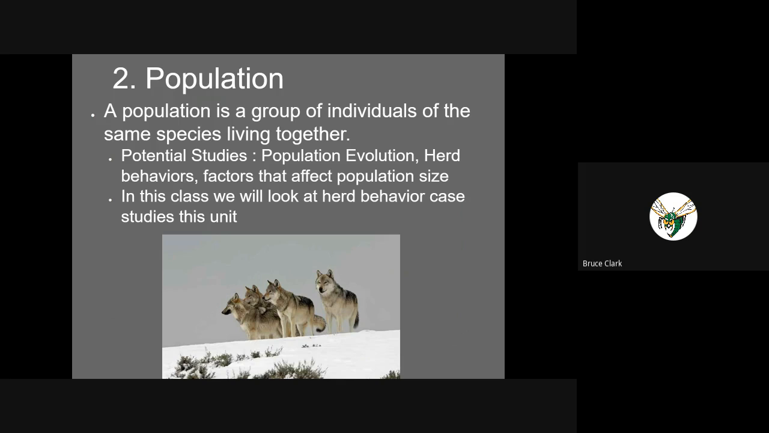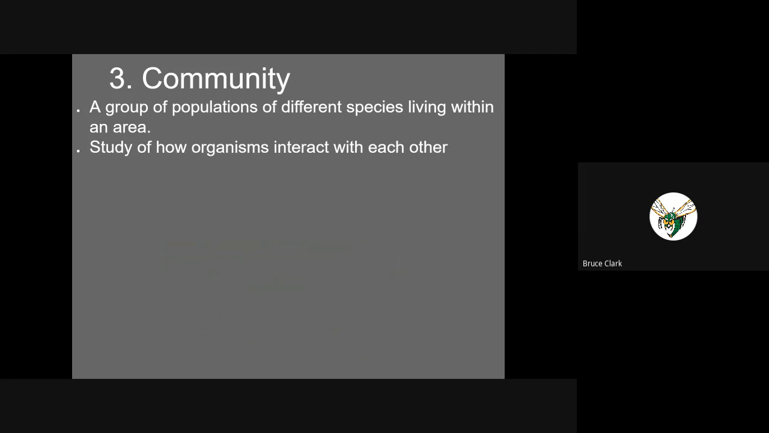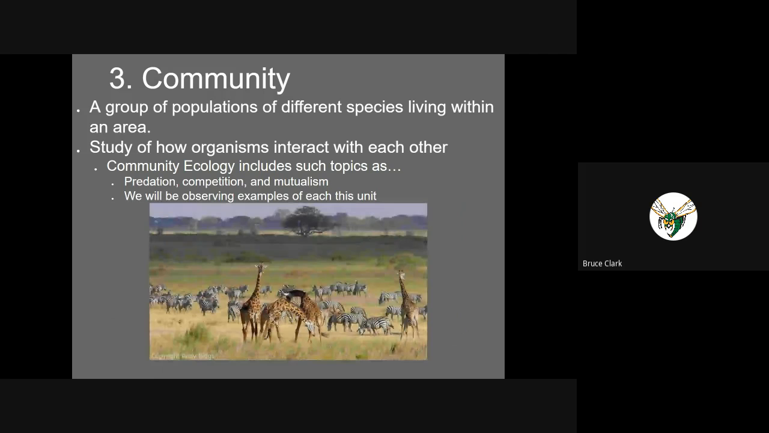Next size up from a population, when we have a group of populations living together, we call that a community. Okay, so a community is a group of populations of different species living within an area. So there's a community within the coniferous forest. There's a community within the temperate grasslands. So different organisms living together. If you think about it, maybe a food web is a good way to think of that, just how all these different things are interacting with each other. We'll look at some of that predation, some of that competition and mutualism throughout the unit. Like I said, with some food web type things as well.